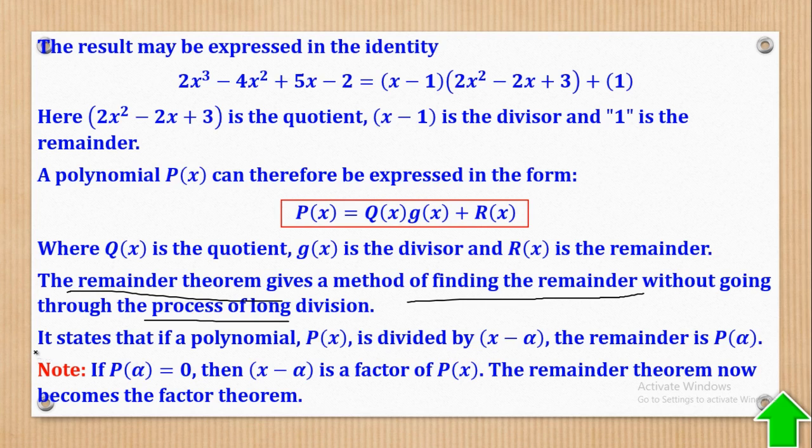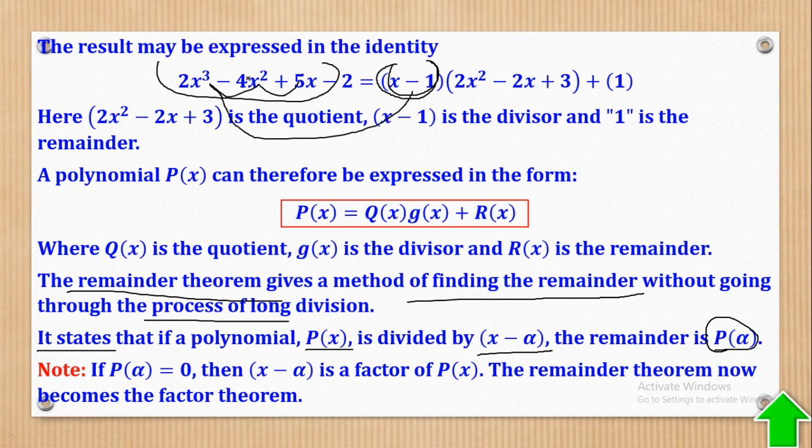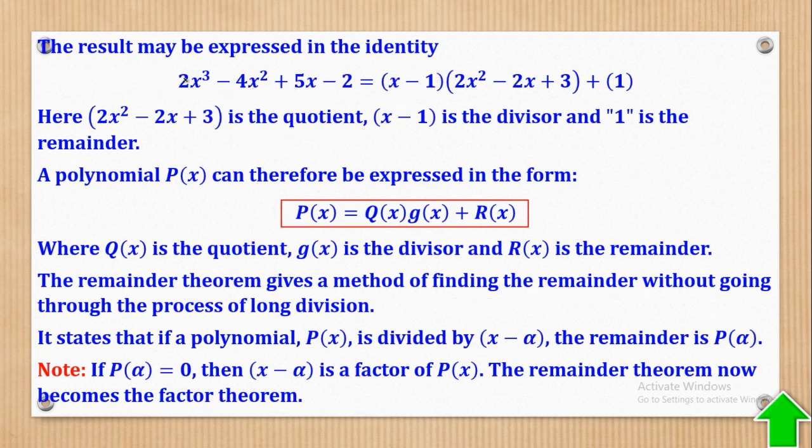So how can you do that? It says that if the polynomial is divided by x minus alpha, the remainder is P(alpha). In other words, when I want to divide this polynomial by this, to get the remainder, I just substitute x equal to 1 in this polynomial. Let's try it and see. If I substitute here, it will be 2 minus 4 plus 5 minus 2. This 2 and this 2 cancel. The negative 4 plus 5 gives you positive 1, which is the remainder. And remember, this is what we got under long division.